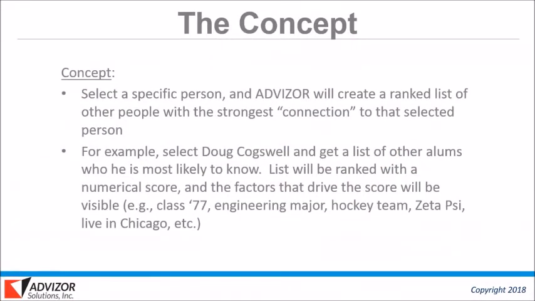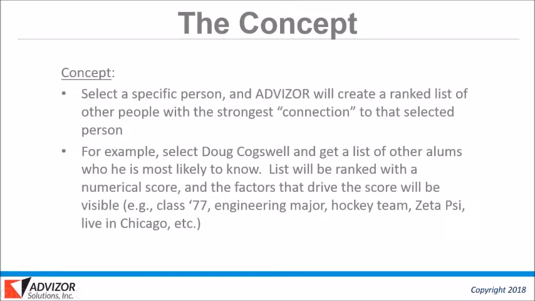So the goal is to use the data you have to select a person, and then with ADVIZOR, we'll create a ranked list of other people with the strongest connection to that selected person. So for example, if you selected me and I did go to Dartmouth, and Mike will talk about that, you'll get a list of other alums who I am most likely to know and who are most likely to know me. So if you're trying to find a way to reach me, these would be the most likely people.